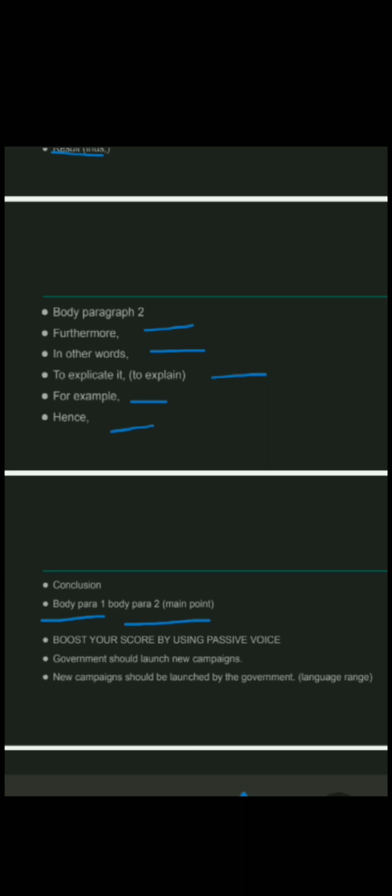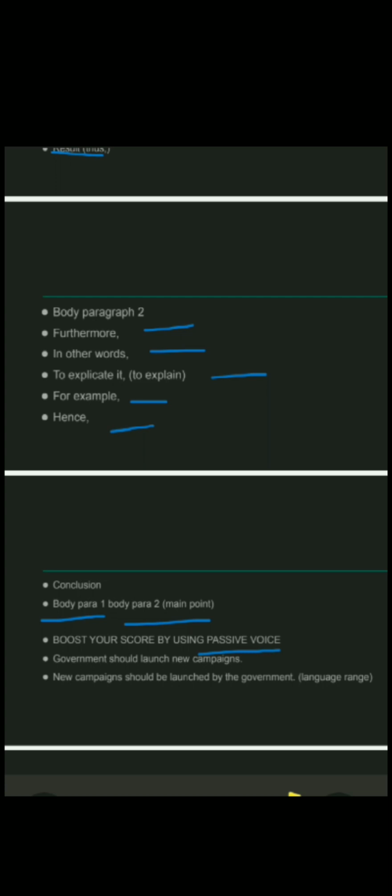Then it will boost your score by using passive voice. As I have mentioned earlier in my video, you have to write your sentences in different ways, like passive voice and active voice. So it will boost your score if you use passive voice in the right places. Government should launch new campaigns. New campaigns should be launched by the government.